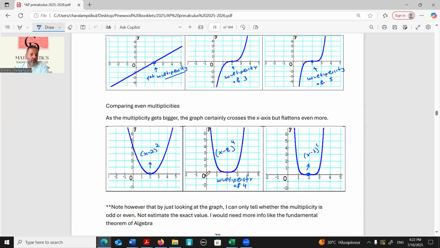Before we are done with this video, note that by just looking at the graph, I can only tell whether the multiplicity is odd or even, because I can easily see whether it crosses the x-axis or bounces back. I cannot, however, estimate the exact value. Although I can see that it has an odd multiplicity, I cannot determine whether that odd multiplicity is 1, 3, 5, 7, and so on. I would need more info for that.